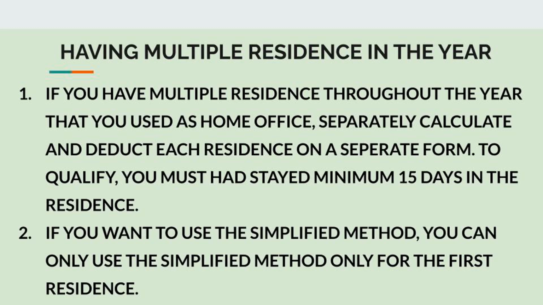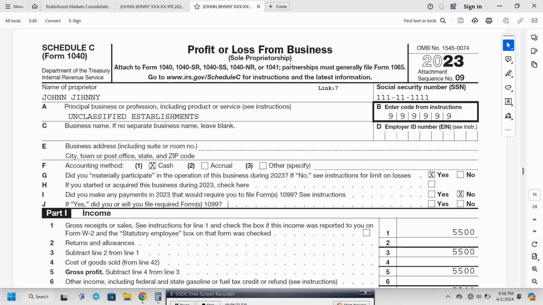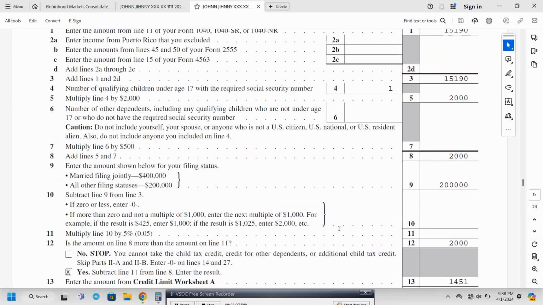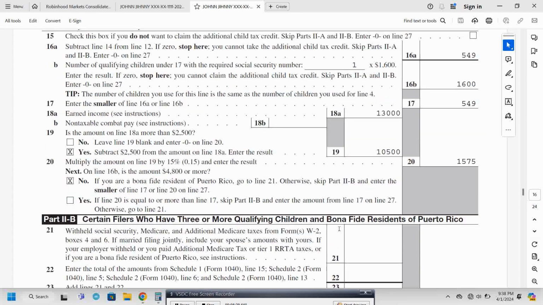So now we know everything that we need to do the home office deduction, and let's move on to the next segment where we're going to do the actual example. In this example, we have a fictitious person. We reported his income on Schedule C as self-employment. On line 1, we arrive at an income of $5,500. We went ahead and calculated his home office deduction on Form 8829 here.